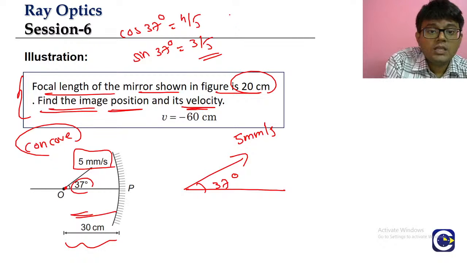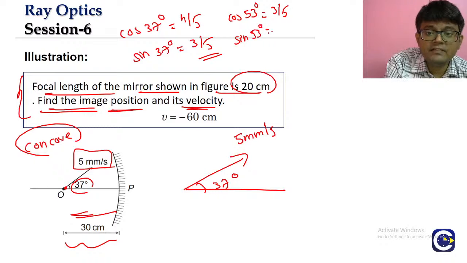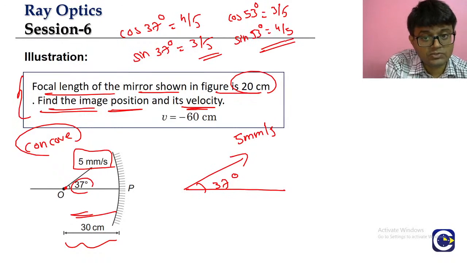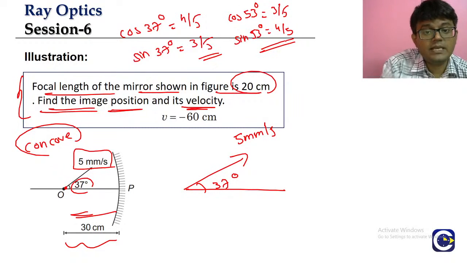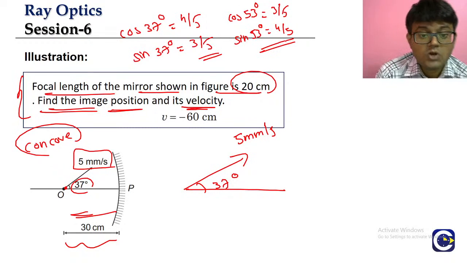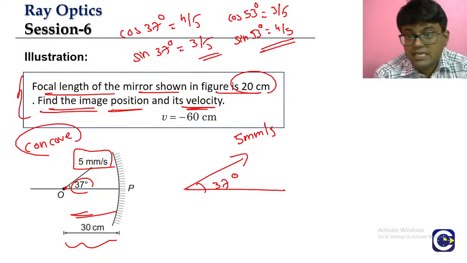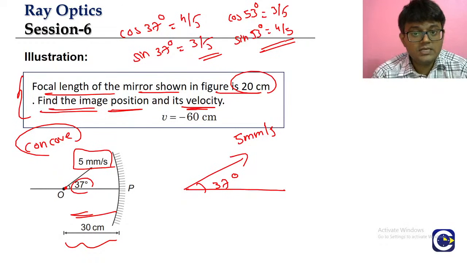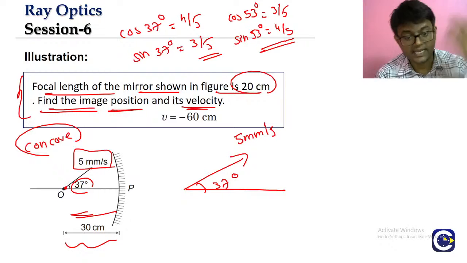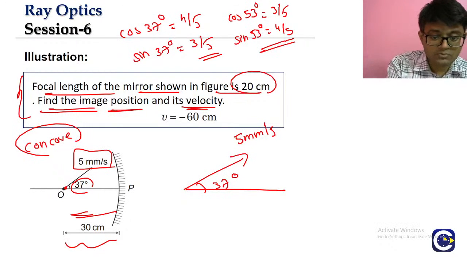So cos 53 will be 3 by 5 and sin 53 will be 4 by 5. I'm sure you know these angle values, but if not, at least now you can make a note of them. These are common angles that people keep giving us, because the right angle triangle with sides 3, 4 and hypotenuse 5 is a very common right angle triangle.